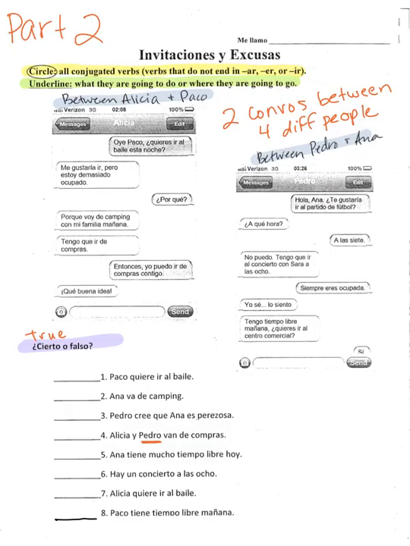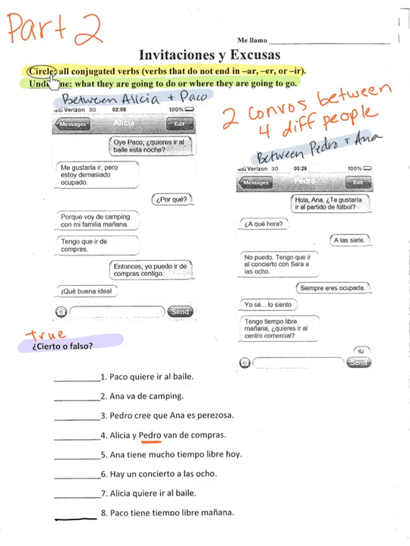Okay, chicos, here in part 2, right? Part 2, invitations and excuses. All right, so you got some jobs to do in these text messages, right? And pay attention that it's 2 convos between 4 different people. We have Alicia, Paco, we have Pedro, and Ana.